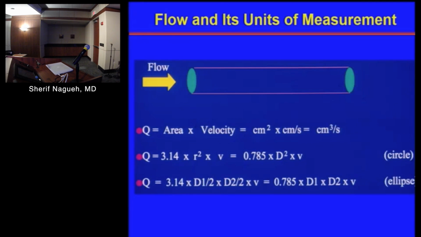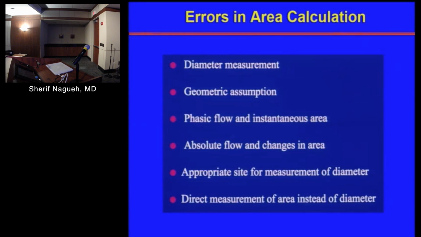So now we talked about flow, and this is a slide you saw before. The take-home message are these two equations for a circle and for an ellipse. You need to know the diameter. You need to know the velocity, or the two diameters, the major and the minor diameter for the ellipse. So we frequently calculate areas when we quantify flow. For example, flow through the LV outflow tract.